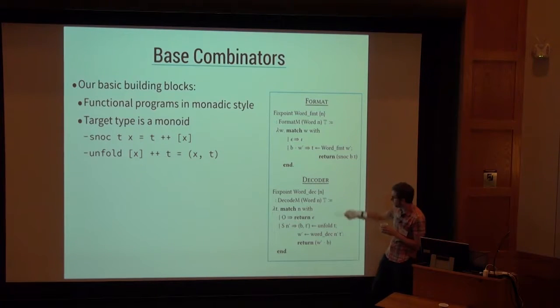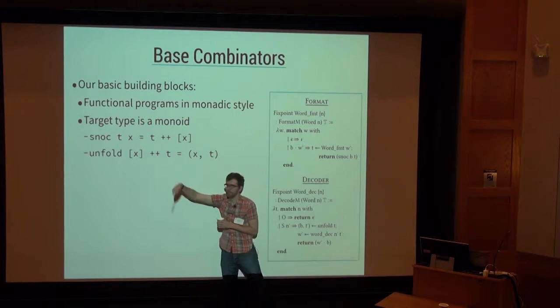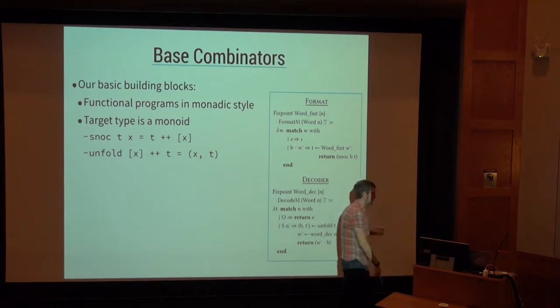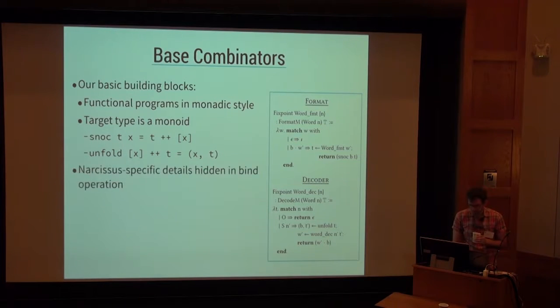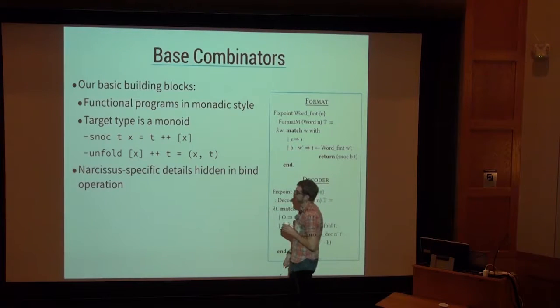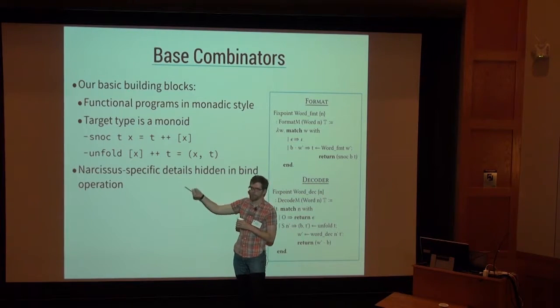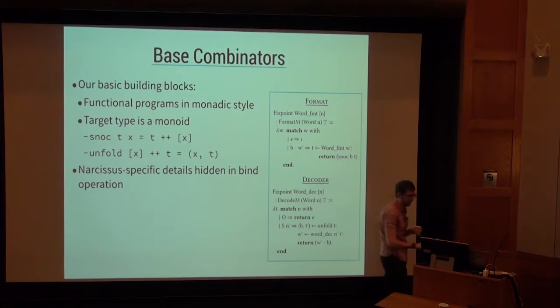And then on the decoder, we're going to invert the process. It's going to use an unfold operator to peel the bit that's on the front of the target data type off, and then reconstruct the original word. So we don't need to worry too much about how these bit level operations are working, but the cool thing to note here is that hopefully you can read these functions. They look very functional, and the Narcissus specific details that we'll be getting to in a little bit are actually nicely hidden in this monadic bind operation notation, which is great.